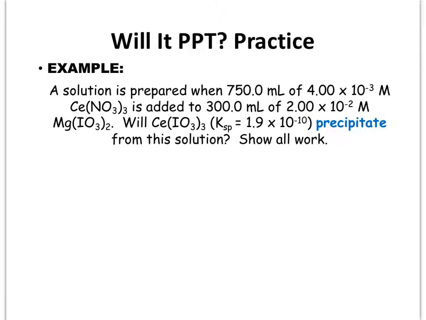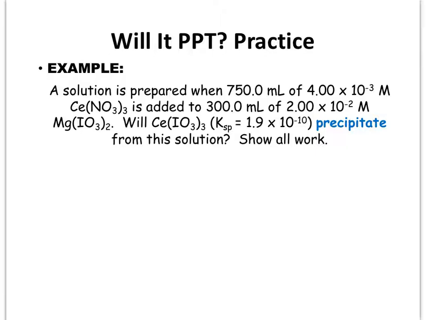Well, I can see here the substance they're asking me about. So I know that the CeIO3 is the substance they're asking me about in terms of the precipitate. So the ions that are involved here are the Ce3+ and the IO3-. So they're the only substances I care about in the actual substances that they gave me here. So the first thing I need to do once I know the substances involved in the precipitate is to find the moles here of each of those substances.